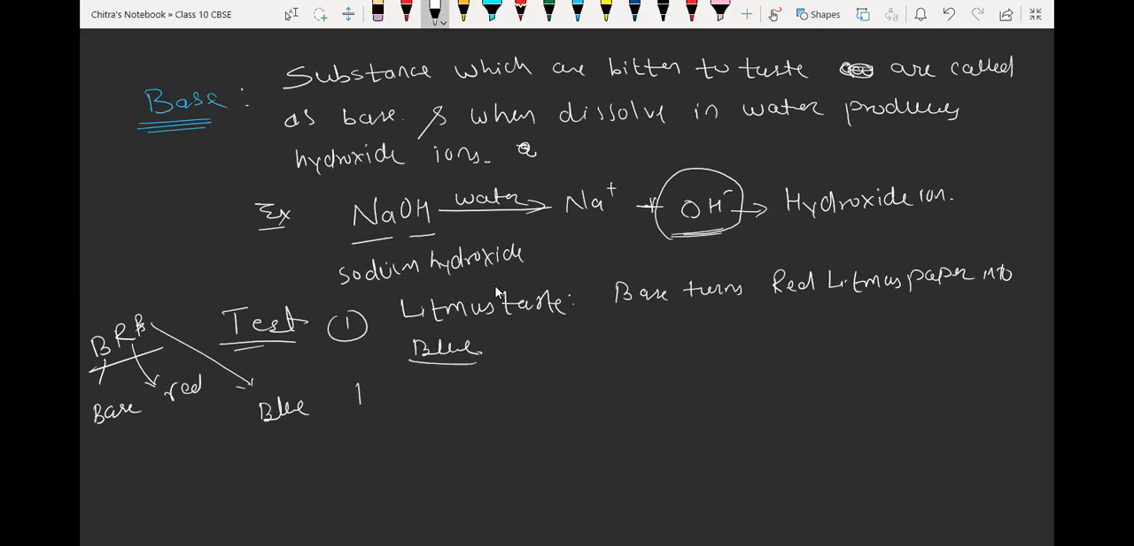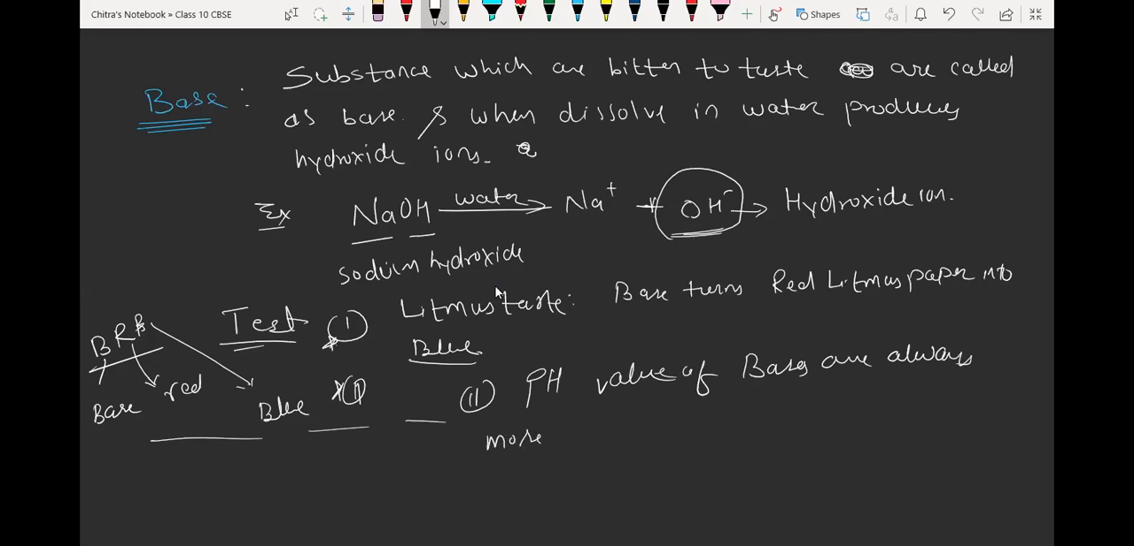Okay, now next important point. Next, the pH value of bases is always more than 7. Okay, so this is all about the base.